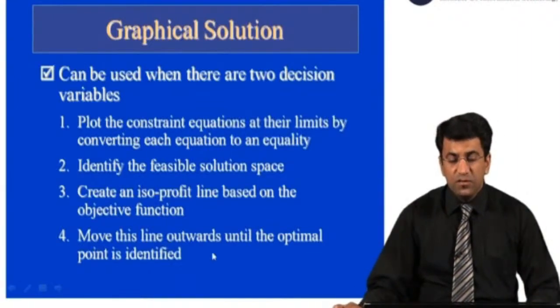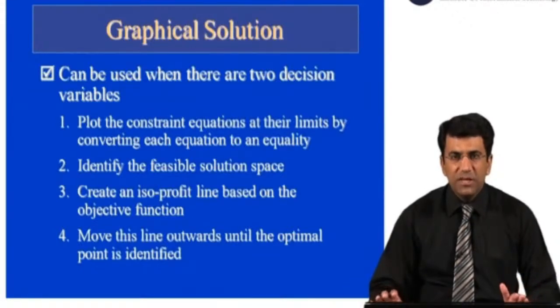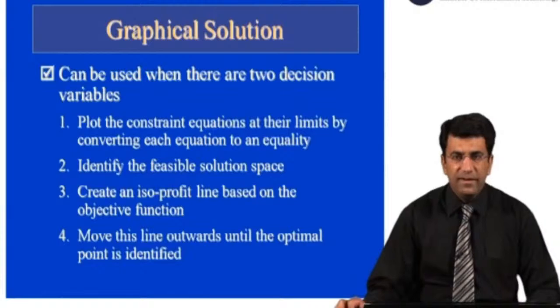Then we will move this line outward until the optimum point is identified. Again, class, please remember we are interested in the less than constraints. Whenever there is a less than constraint, then in this particular case we will be interested to move this profit line outside in order to find the optimum point. So don't be scared about these steps. I am going to tell you these steps so that you can have them in your mind when we make that diagram, and then you can better understand these steps.